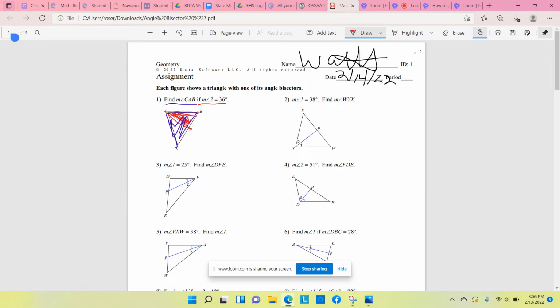Let's go back to our first color. Let's put in here 36 degrees because we know that one's 36 degrees. Remember the definition of an angle bisector.